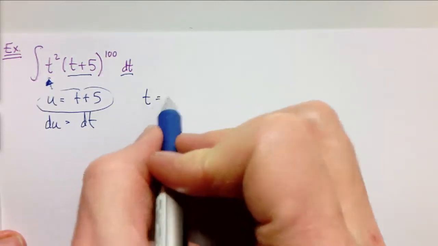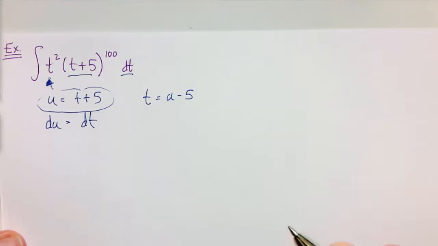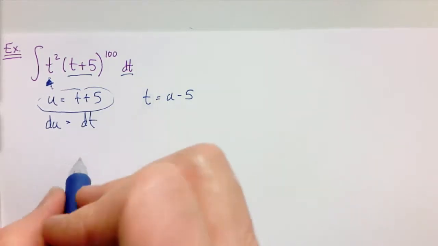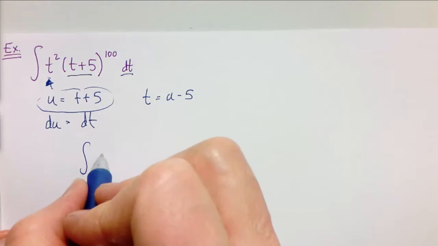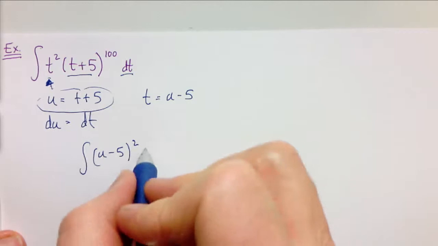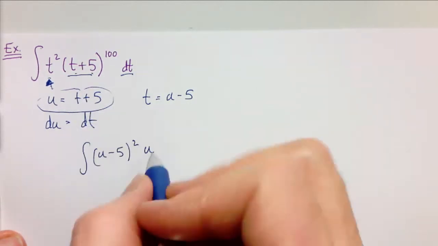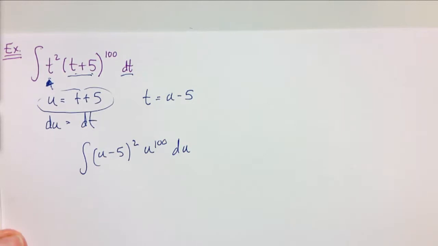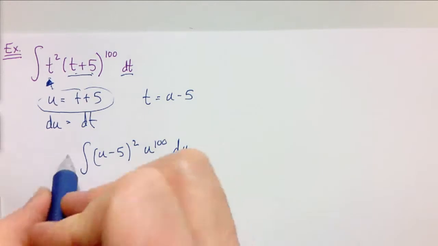Well, t is equal to u minus 5. And so we're going to take that and substitute it in where we see t. And so we get the integral of (u minus 5) squared times u, which is t plus 5, to the 100 du. Right. Now this may not look immediately like we can do anything, but if you multiply this out, it becomes a polynomial, very high degree, but a polynomial, and then you can deal with it.